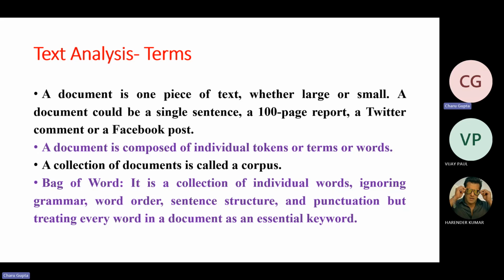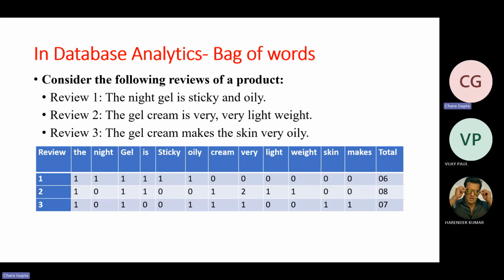The collection of all documents is called a corpus. Out of this corpus, we find individual words, and that collection is called a bag of words. In this bag of words, we ignore the grammar. We do not consider the word order, the sentence structure or the punctuation marks. So we consider only the important keywords and make it a database, which we call a bag of words.